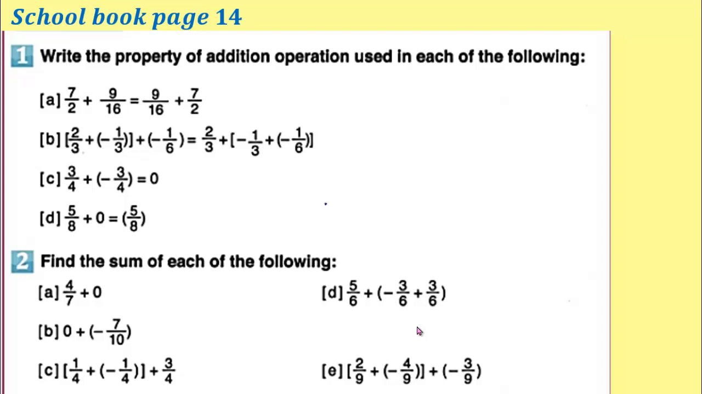Write the property of addition operation used in each of the following. Number A, 7 over 2 plus 9 over 16 equals 9 over 16 plus 7 over 2. As you can see here, all what I did was that I changed the places of the numbers. And we said that when we change the place of the numbers, one of them comes instead of the other. This means that I am doing a commutative property.